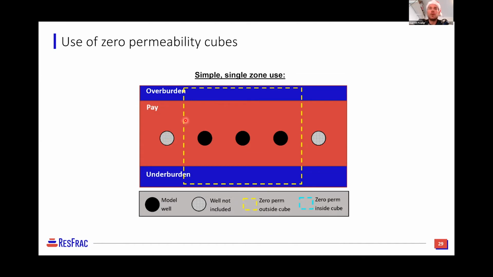And so you may ask, why not just make my matrix region the size of my zero perm cube? And it's because I expect my hydraulic fracture length to extend beyond that halfway point. And so I want the well to be able to create those fractures that extend out beyond its drainage region. But then I'm going to implement the zero permeability cube such that it cannot drain from the tips of those fractures.